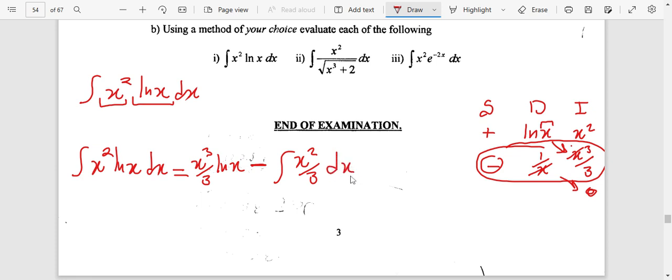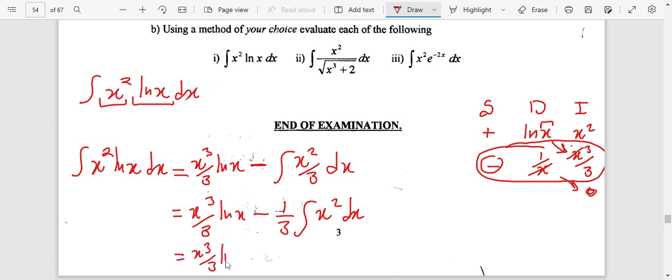Is this okay? Yes. Okay, and then from here we're going to have x cubed over 3 natural log of x minus, I'm going to bring this 3 outside, that will be 1 over 3, remember it's in the denominator, then integral of x squared dx. So this is going to be x cubed over 3 natural log of x minus 1 over 3. Now the integral of x squared, just add the 1, that becomes x power 3. The same 3 divide.